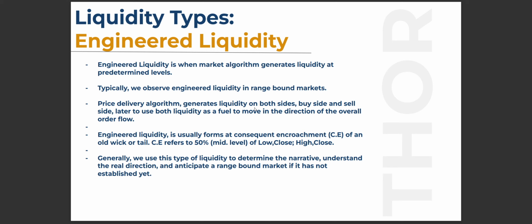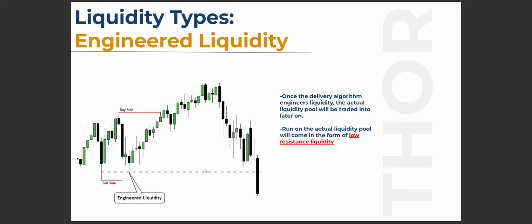Engineered liquidity usually forms at the consequent encroachment, or CE, as I call it, of an old wick or a tail. And CE refers to the mid-level of the low close or high close of candles. So the wicks. Generally, we use this type of liquidity to determine the narrative, understand the real direction, and anticipate a range-bound market if it has not been established yet. And I'll show you what I mean by that.